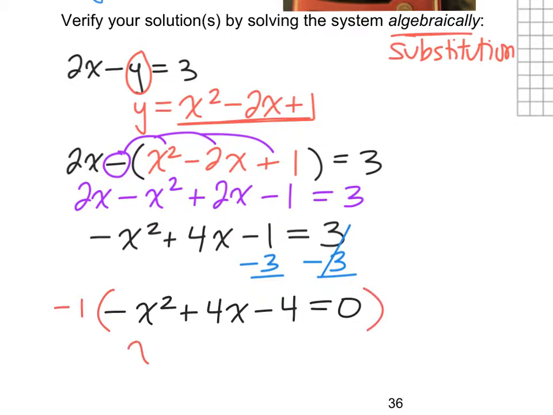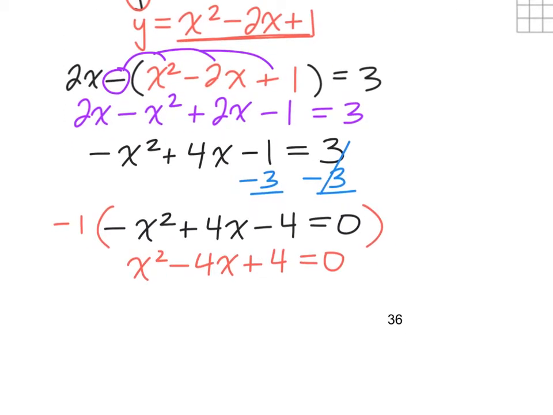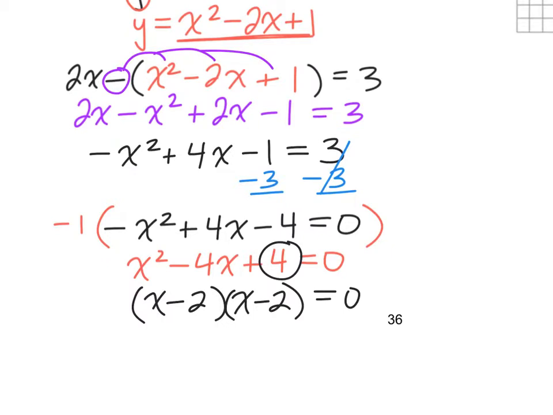So we're looking at x squared minus 4x plus 4 equals 0. Now this is factorable. We're going to get to a 4, right? X minus 2, x minus 2. Set each of those factors equal to 0.